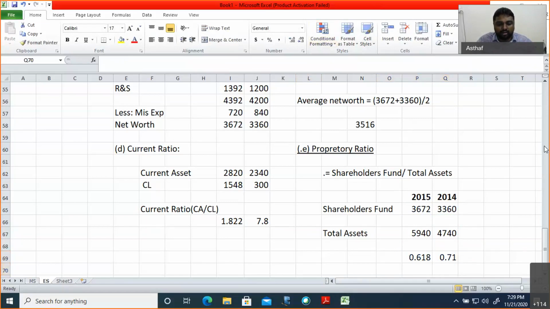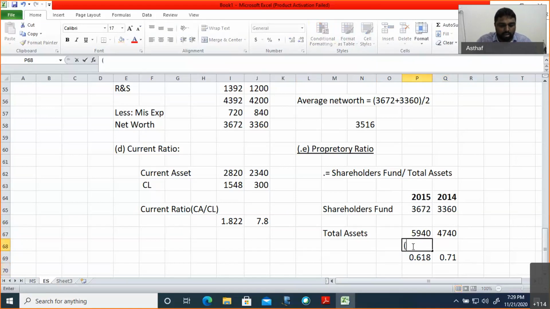Investment will not be taken. Only current asset plus fixed asset will be taken, because for business analysis we won't take investment. We will take only tangible assets: current asset plus fixed asset. Okay, so copy fast. Total asset breakup I will give you.